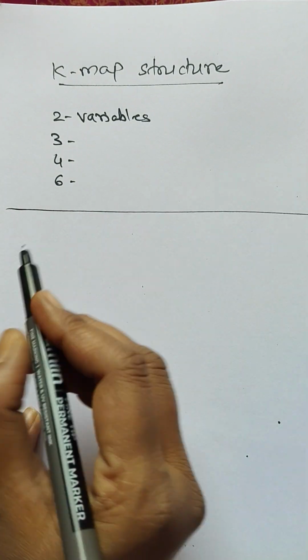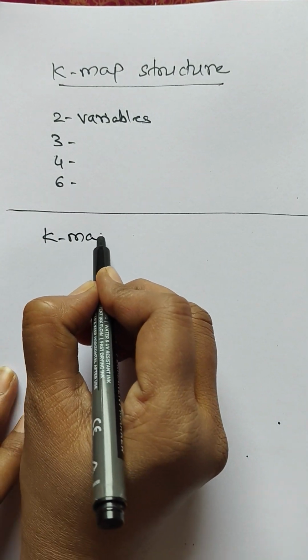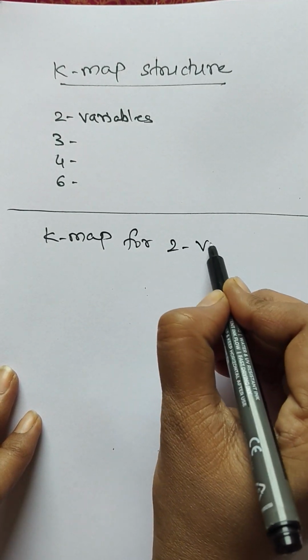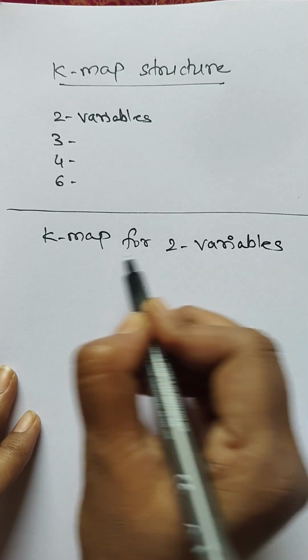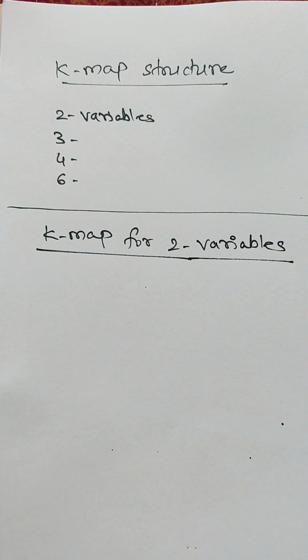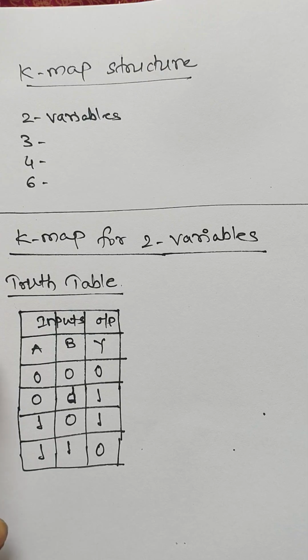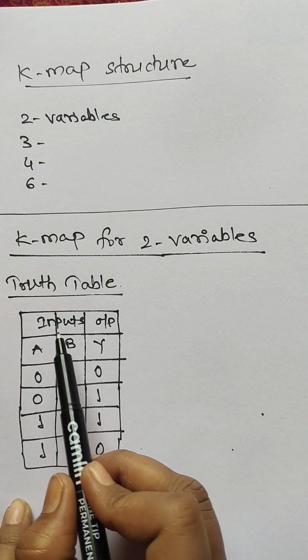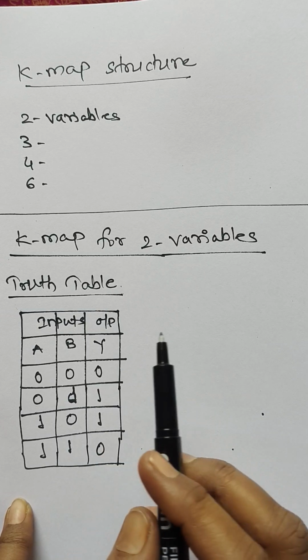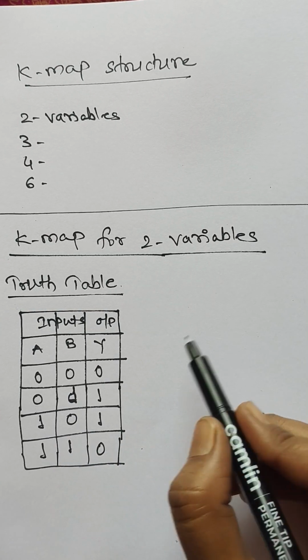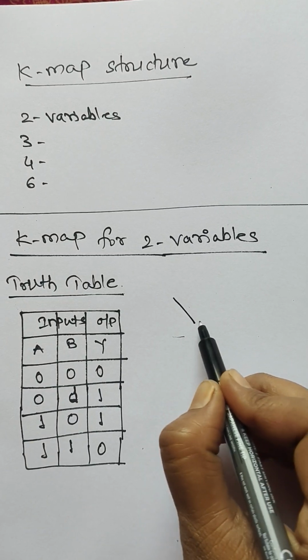Now let us see first how we can draw the K-map for two variables. Let me first draw the truth table. Let us see the same truth table. Suppose a truth table is given and it is asked to simplify, or to write down the Boolean expression for the truth table, or design a combinational circuit for it. We can see there are two inputs A and B and the output is Y, so two variables are there. The K-map for two variables can be drawn in this way.